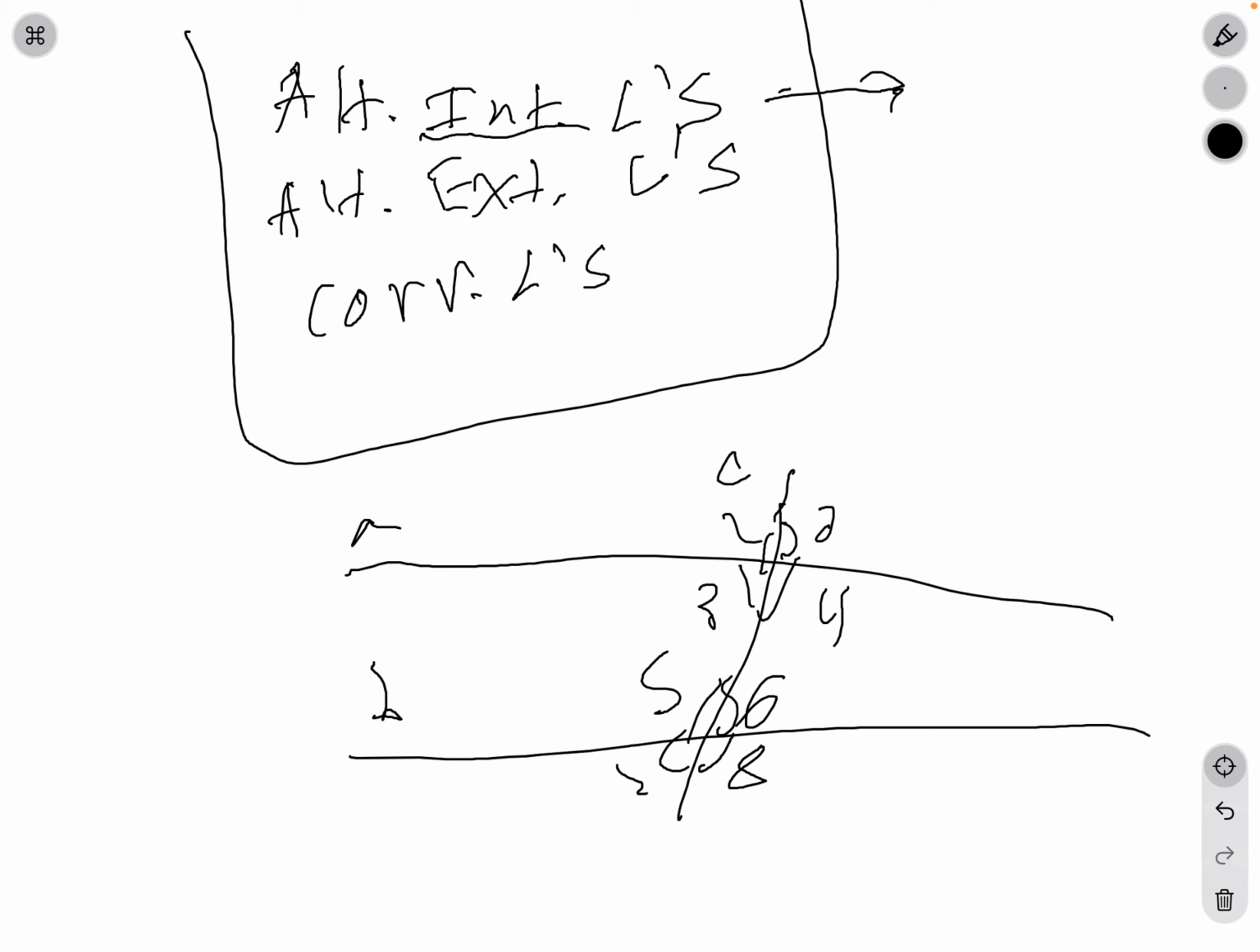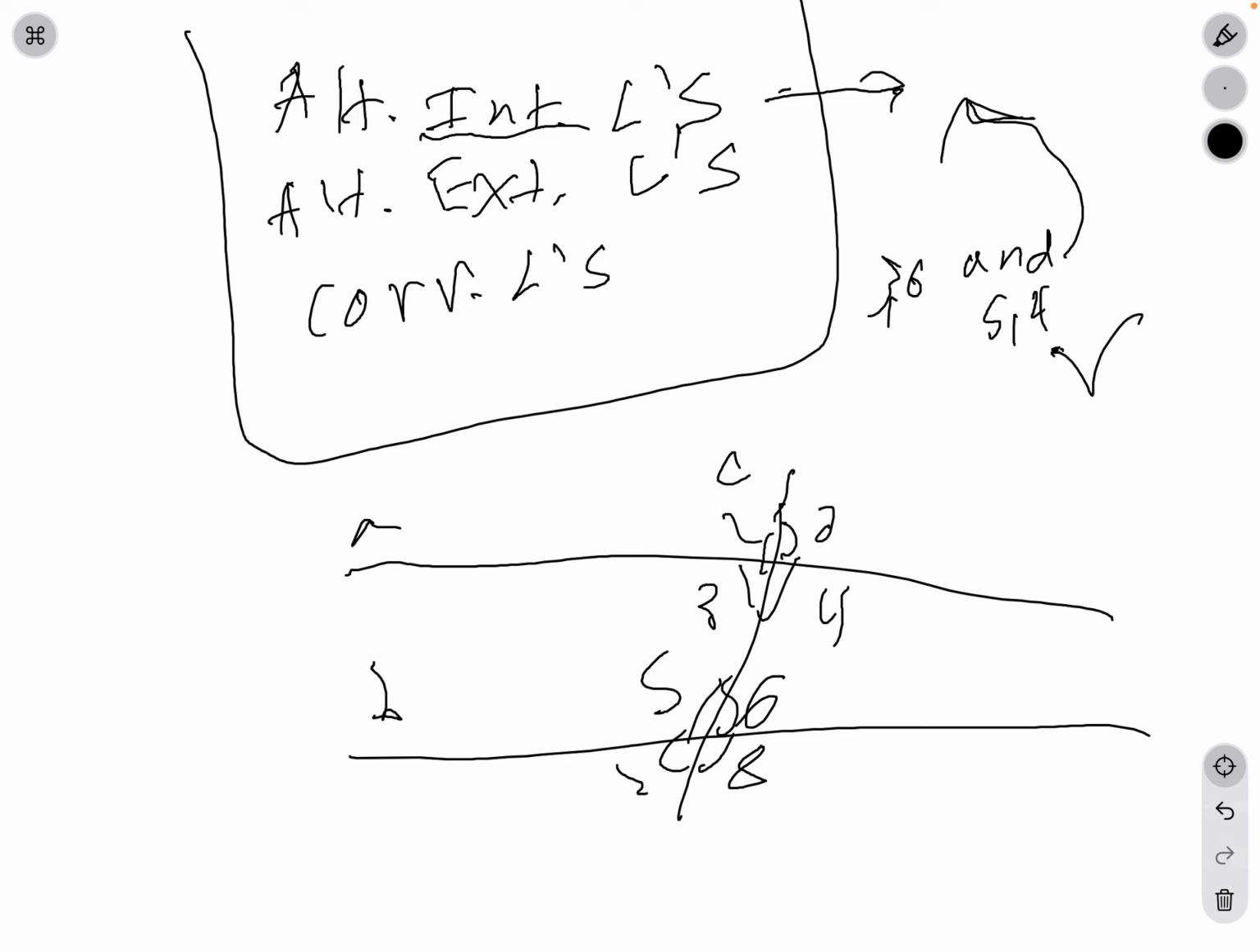Pause the video and see if you can find which ones are alternate interior angles. I'll give you a sec. All right. If you guessed 3 and 6 and 5 and 4, then you are correct, because these two are inside the parallel lines and also are on opposite sides of the transversal. Now, let's talk about alternate exterior angles.